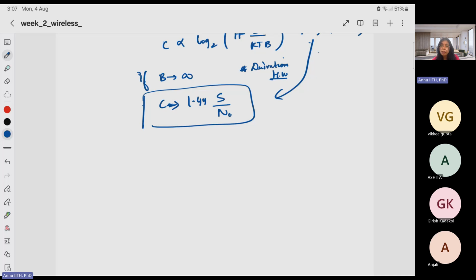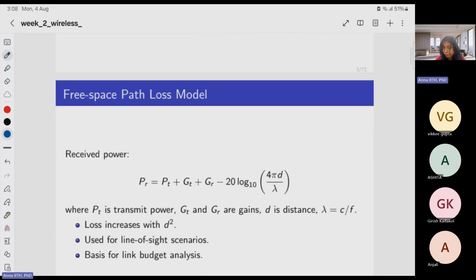Because if the cluster size is very large, at the same time you cannot serve the maximum users. And capacity is the maximum achievable data rate per user. So if n, the cluster size, is very high, the achievable data rate will be very less per user. So that's why C will be less.